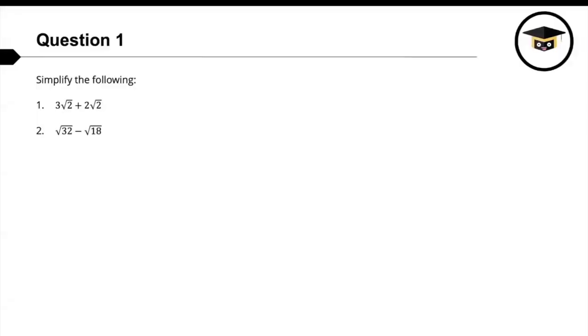So with question one, part one is simplify 3 root 2 plus 2 root 2. Hopefully you can see here we're just adding like terms together. So that's just going to be 5 root 2.